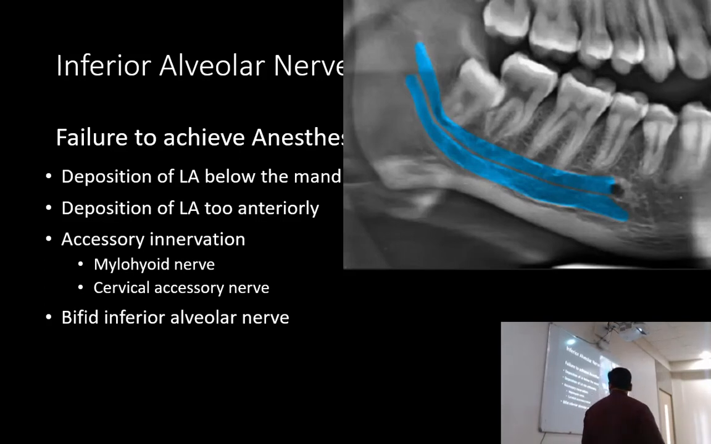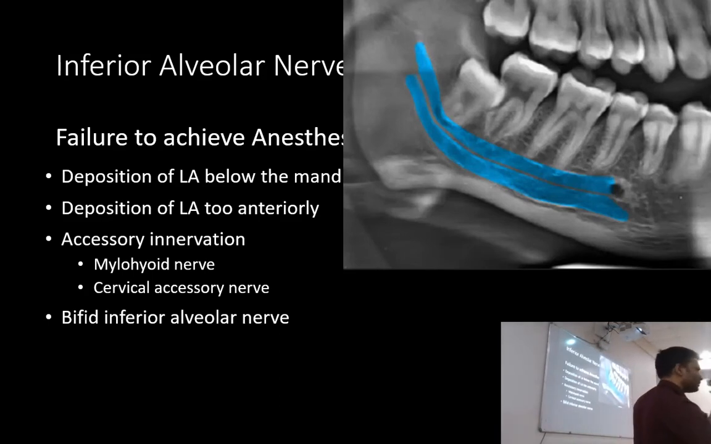Okay. So these are the reasons. First is your technique is wrong, we can't do anything about that, correct it. Second, accessory innervation and bifid nerve. Then there is another thing. Suppose you have given the block properly, but when you try to perform any procedure in the anterior region, especially central, lateral, and in rare cases canine, the patient can still have pain after a successful nerve block. Okay.